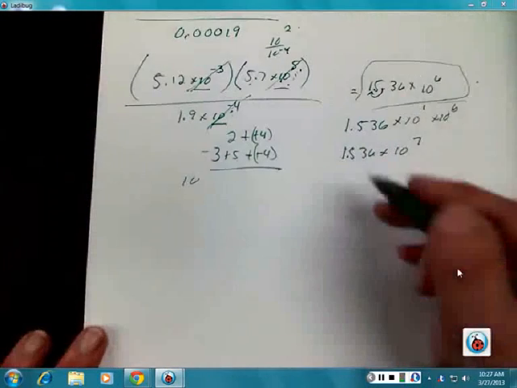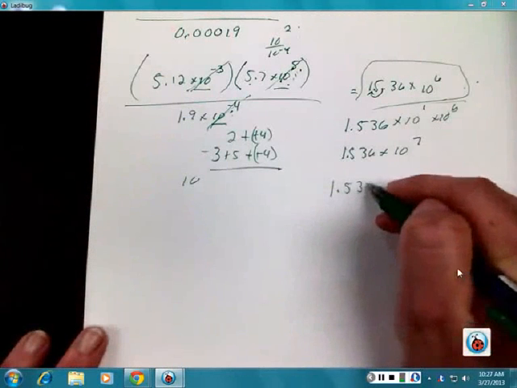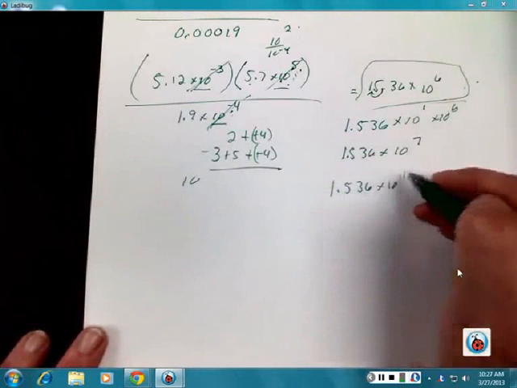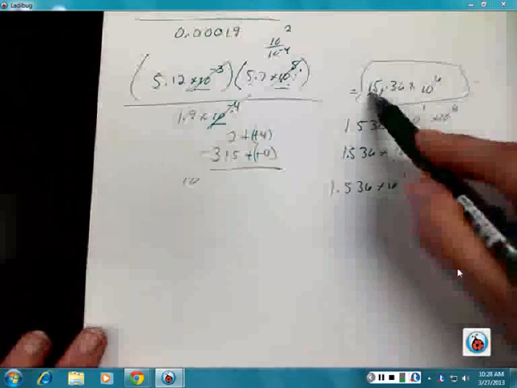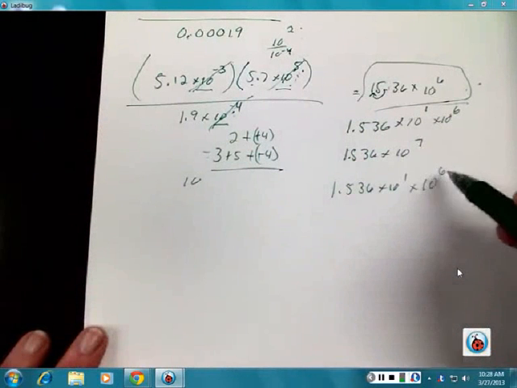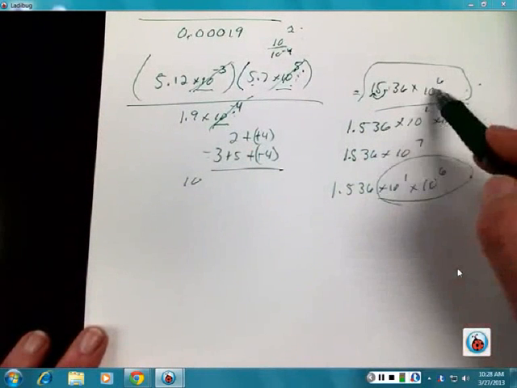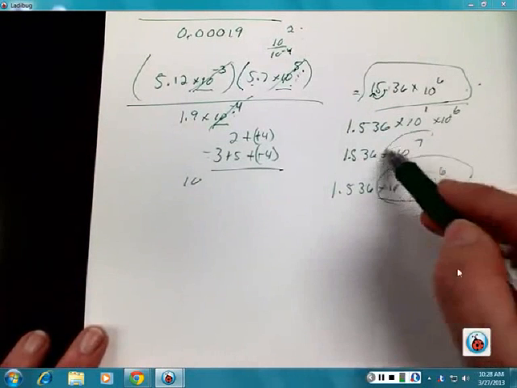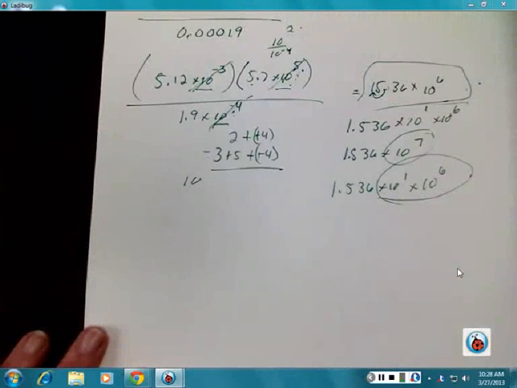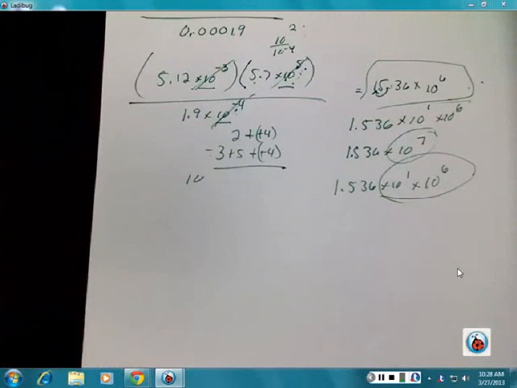And so I end up with 1.536 times 10 to the first, because I moved it one space over. And then I need to combine it with the other 10 to the 6th, which is where the 10 to the 7th came in, and in changing it. Okay. Let's look at another one. I think the more of these we take a peek at, the better off you might be with those.